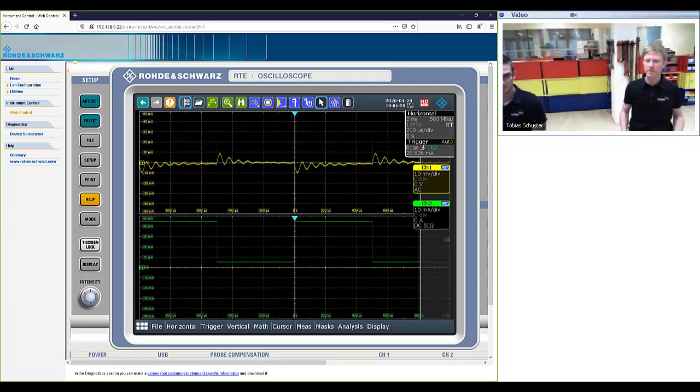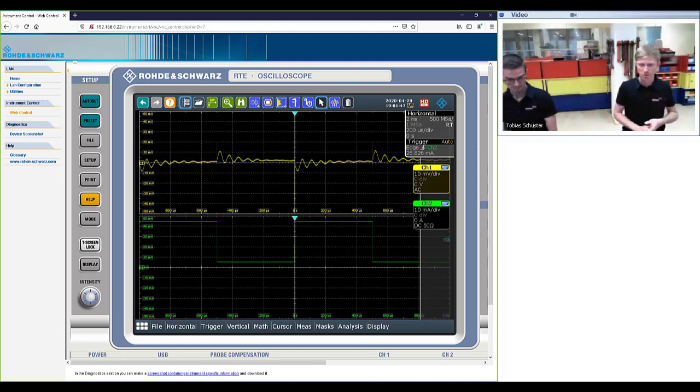And now when we look at the scope, we can see that there are really several rings, 1, 2, 3, 4, 5, 6, 7 rings before the ringing really disappears, before it's completely damped. And it takes a long time. There is more overshoot, and especially the ringing is an issue that shouldn't be there.